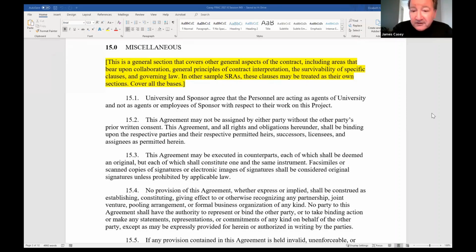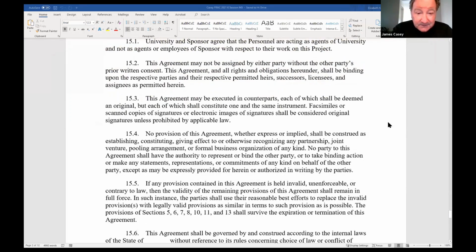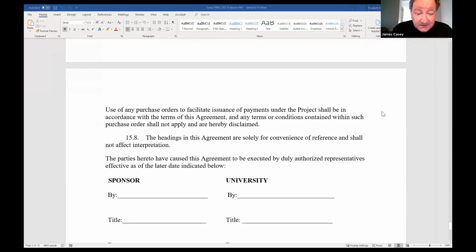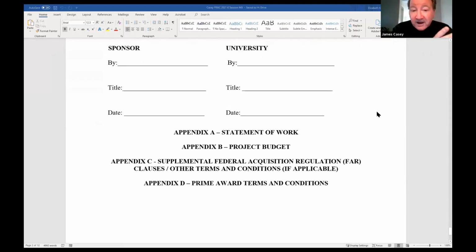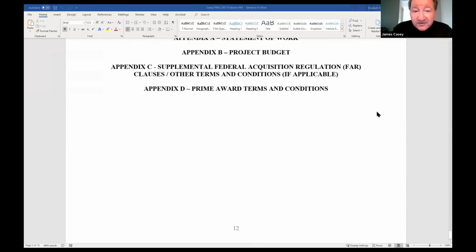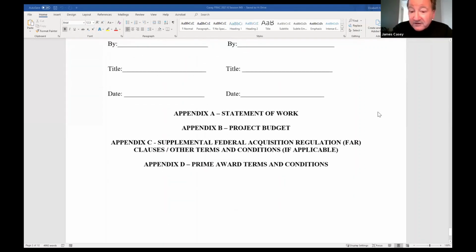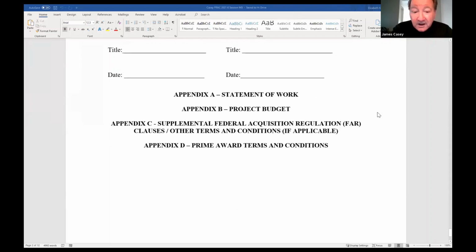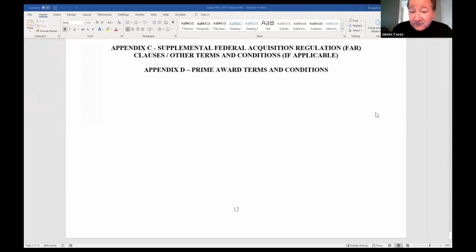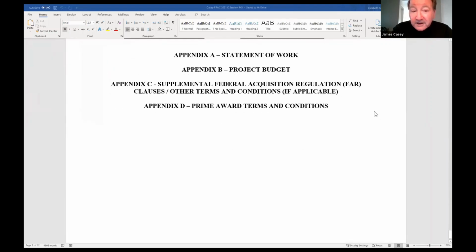This is a catch-all area, and treat it that way. We can scroll down. All right, so this is the end of it. Obviously, the signature page, the attachments that you'd have here. Certainly A and B are the most common, you will see. D, very common too, because that's the prime award.